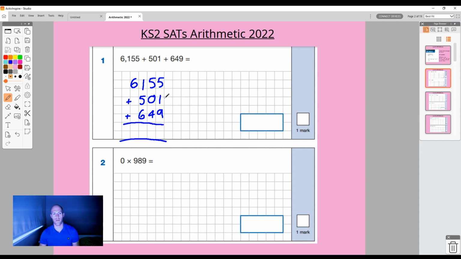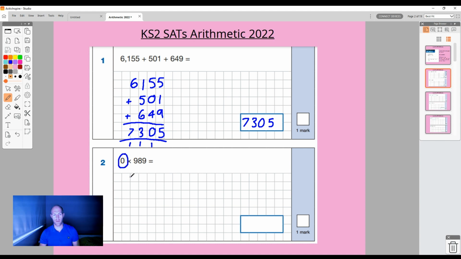Terrible straight lines as ever. 9 add 1 is 10, add 5 is 15. Exchange the 1. 5 add 4 add 1 is 10. Exchange the 1 into the hundreds. 5 add 6 is 11, 12, 13. Exchange the 1 into the thousands. 6 add 1 is 7. 7, 3, 0, 5.